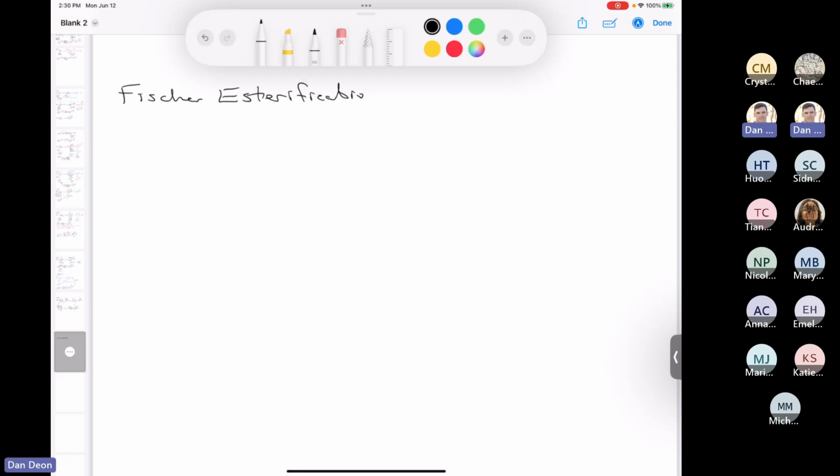esterification. Now, what was one of the main focuses or foci? I don't know.